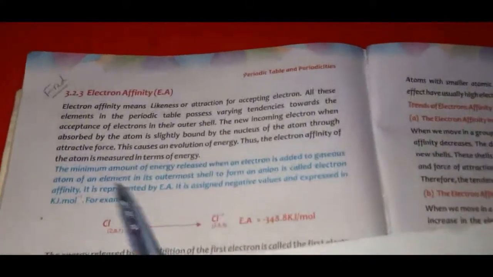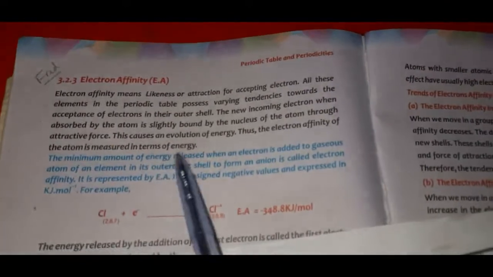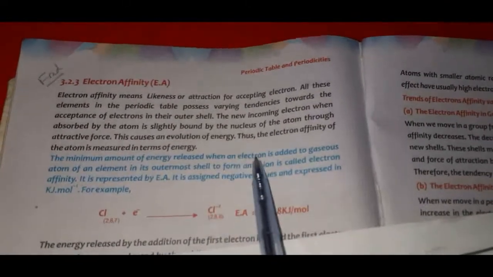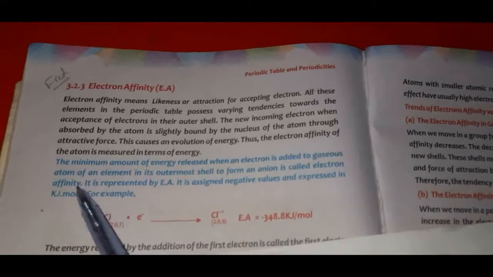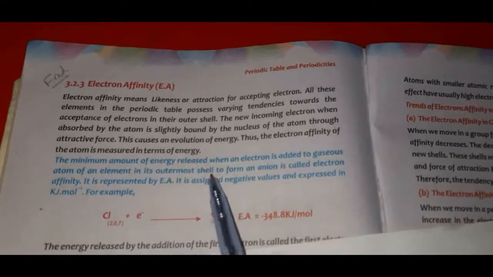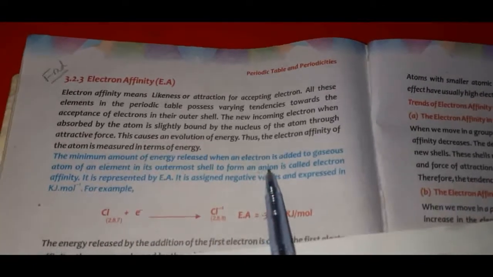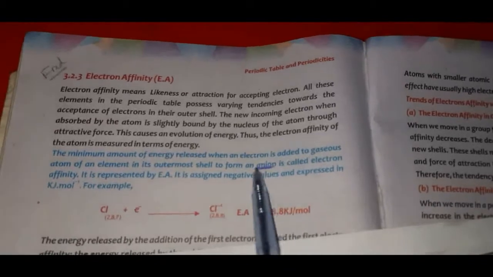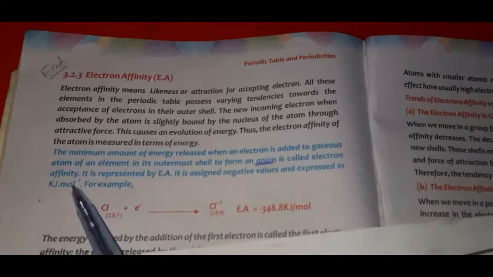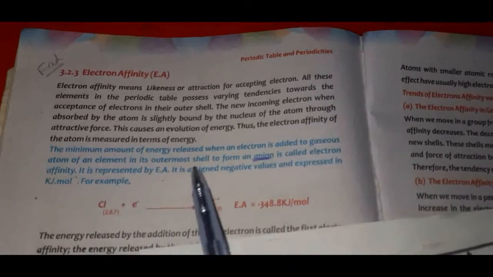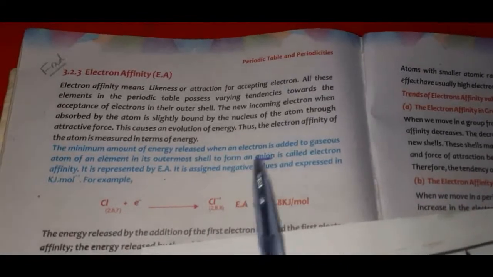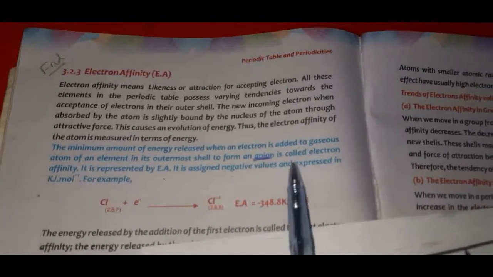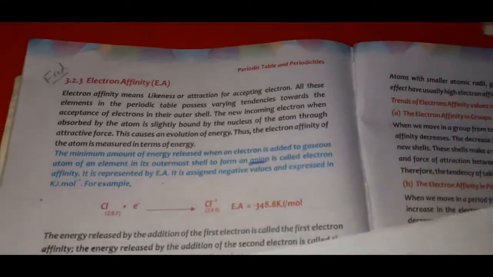So if you look at the definition, electron affinity is the minimum amount of energy released when an electron is added to a gaseous atom of an element in its outermost shell to form an anion. Now what does this anion mean? It is represented by Ea and it is assigned negative values because it forms an anion, and it is expressed in kilojoule per mole.